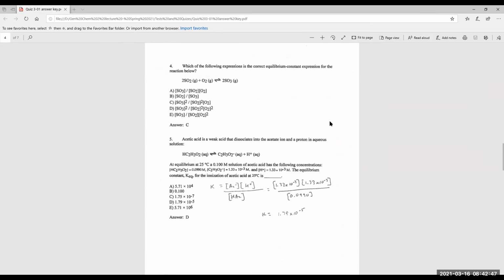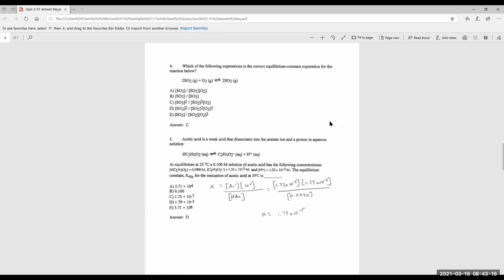The next one, number 4. Which of the following expressions is the correct equilibrium constant expression for the reaction below? So in this case, it's the SO3 in the numerator. That needed to be squared because of the 2 coefficient in front. And then SO2 times O2 in the denominator. The SO2 has a 2 in front of it, so that one is squared also.